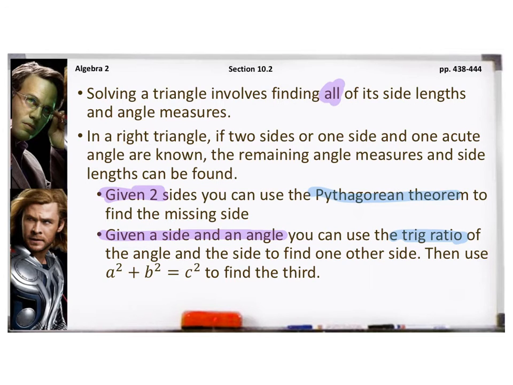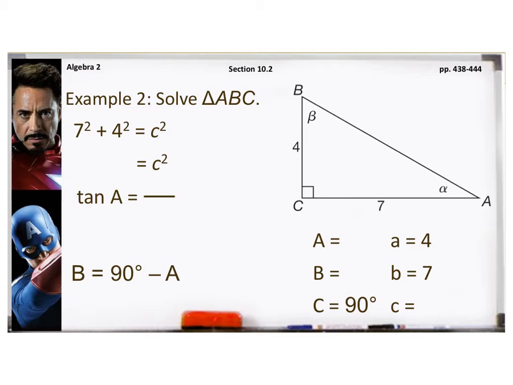Okay. So let's see this in action. All right. If we have a triangle like ABC, notice we know a couple of things. I know two side lengths. It looks like that's all I know. Okay, so A is equal to 4, B is equal to 7. I know those are A and B because they're opposite those angles.